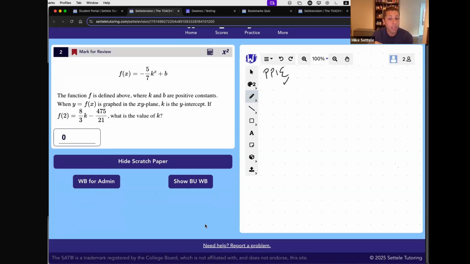Now, do I have points? The answer is yes. They gave us points in two ways that are a little bit more subtle than the last question. K is the y-intercept. Well, that's a point.